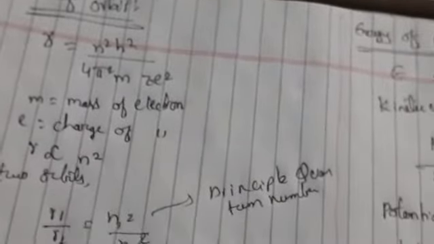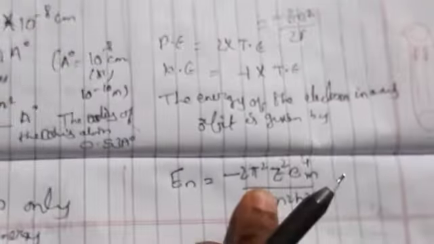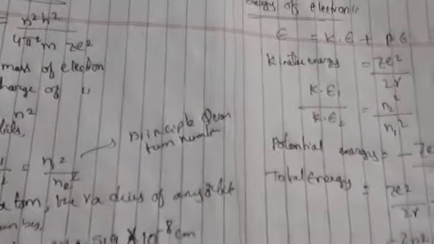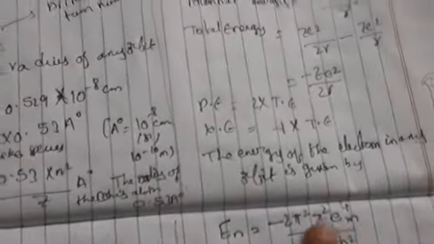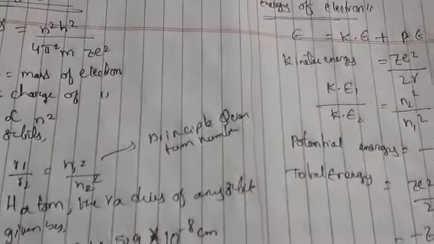Generally, coming to the radius of the orbit, the formula we have is n square h square by 4 pi square m z square. Taking the reciprocal of this, with the 2 pi square, we get 2 pi square m z square e power 4 divided by n square h square. This is the energy of the electron in any orbit.